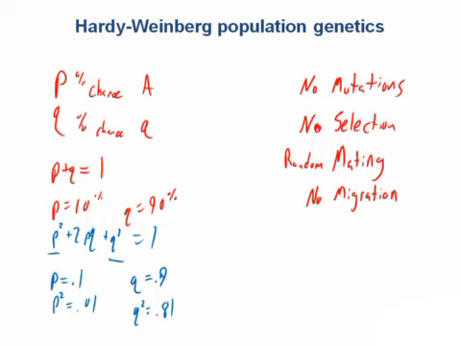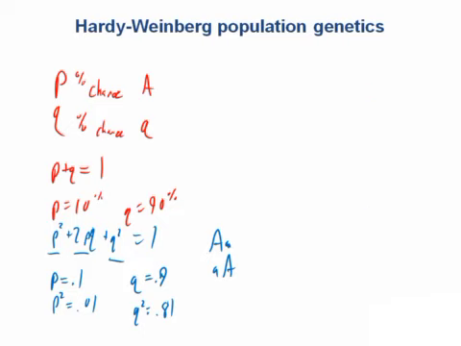Now 2PQ is the proportion of heterozygotes. Since individuals can either be homozygous for P, homozygous for Q, or heterozygous and have one of each allele, the sum of these three has to equal 1. And why is it 2PQ instead of just PQ? That's because you can either have big A little a or little a big A. So there are two different ways you can be heterozygous.